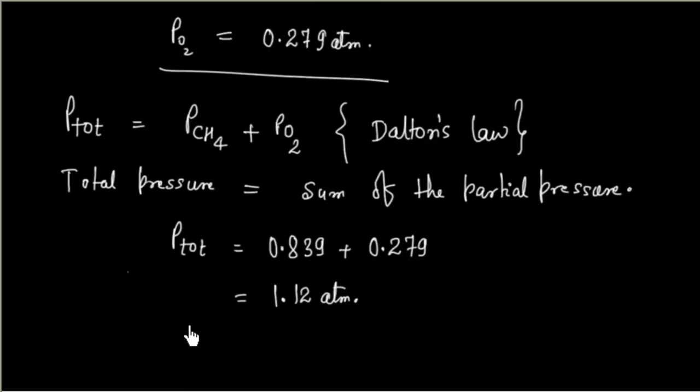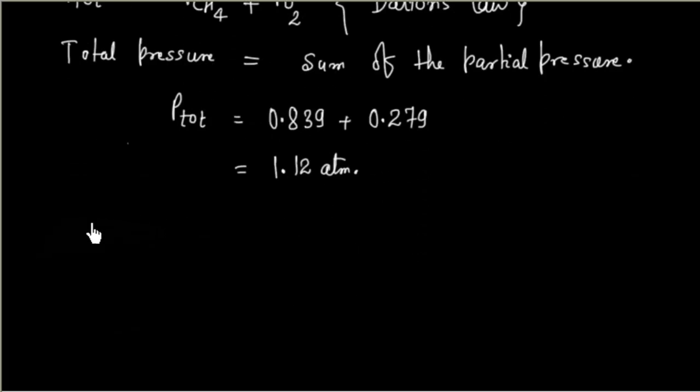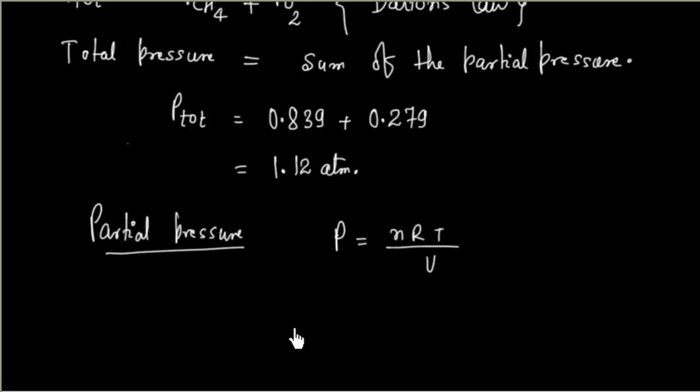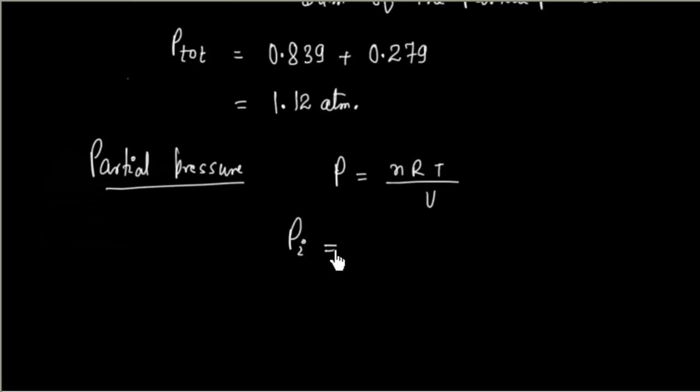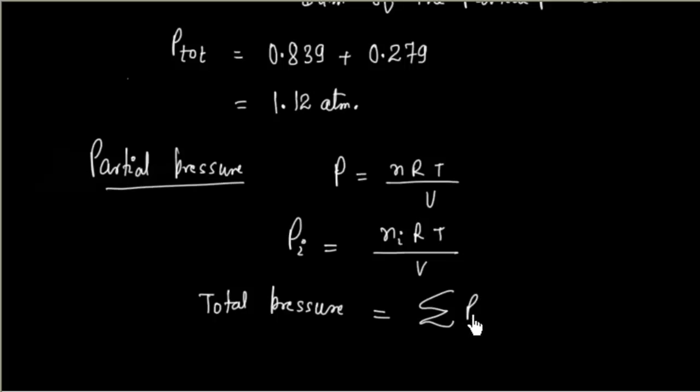So you see what we have done in this problem. This is related to partial pressure. So first we have calculated partial pressure, and for partial pressure we use the formula P is equals to nRT by V. If I have ith gas, I can write Pi is equals to ni RT divided by V. And if I need total pressure, total pressure will be nothing but the sum of the partial pressures, that is summation of partial pressure.